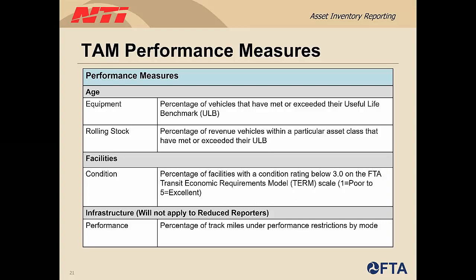The facility section, which corresponds to the facilities inventory, is based on the percentage of facilities that rate below a 3 on the Transit Economic Requirements Model, or TERM, scale. Lastly, for any rail providers, the performance measure is based on the percentage of track miles under a performance restriction. Please note that the infrastructure section will have one target for each rail mode.